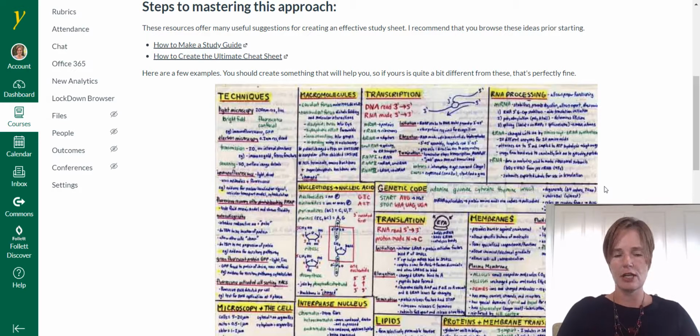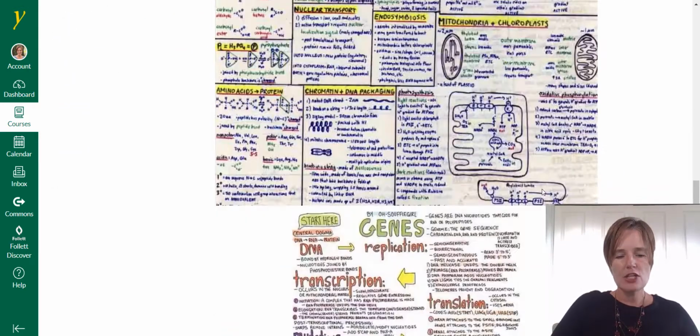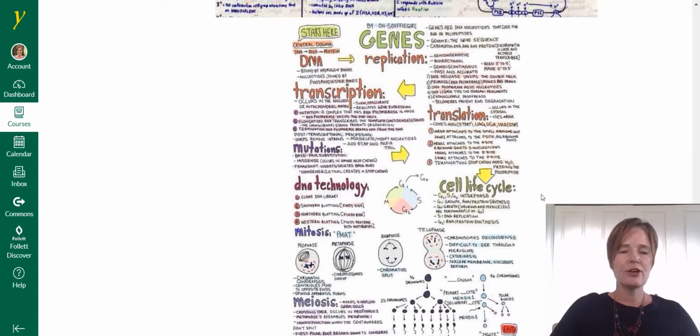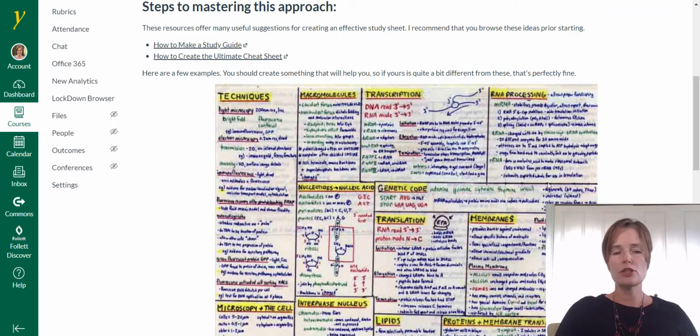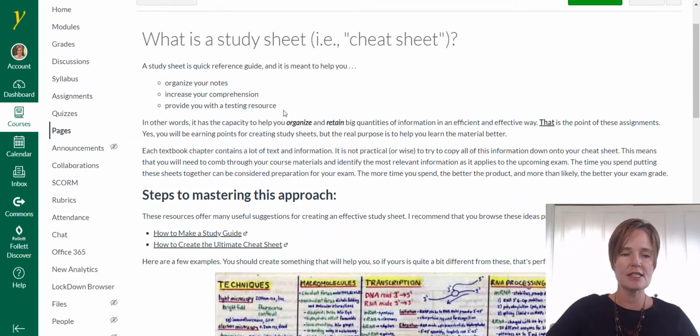It's a good experience. These should be 1 page in length. They don't have to be as fancy as these or as colorful as these. Some students like to be very creative on them, but you can just cram a lot of content on there if you'd like. They should be 1 page, so just front of 1 page, and they have to be handwritten. So not typed up, no copy and pasted images from online. They need to be handwritten. Okay, so those are the study sheet assignments.